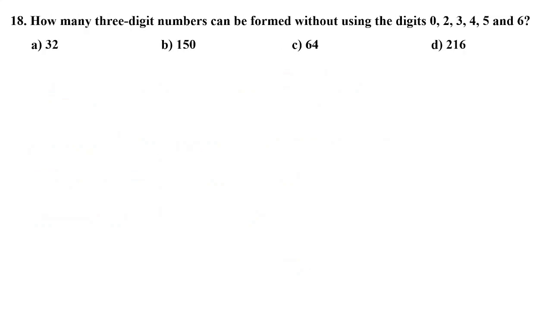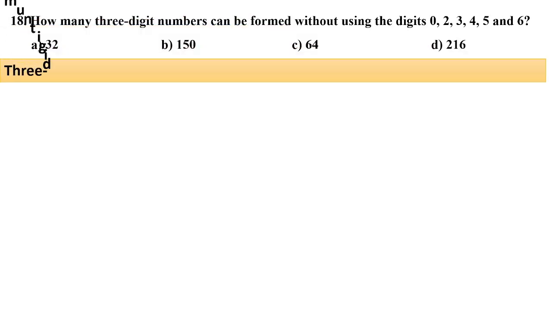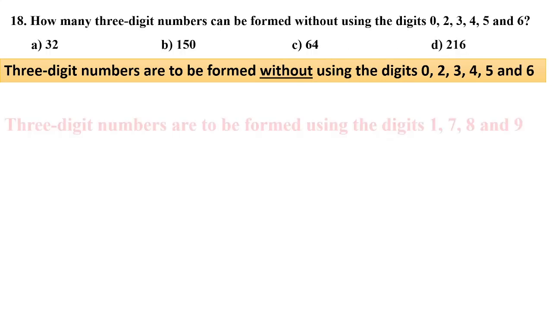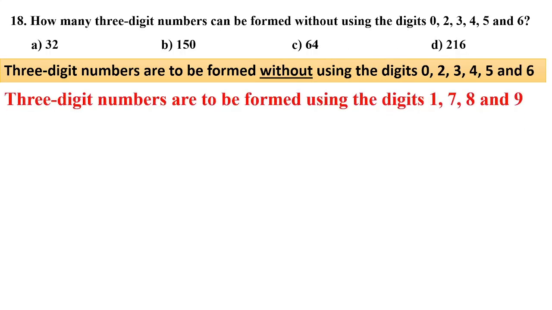Question number 18. How many 3-digit numbers can be formed without using the digits? Be careful. Without using the digits. You should be very careful. Therefore, we should not use the digits. 3-digit numbers are to be formed without using those digits. But which are to be used? We have to use 1, 7, 8 and 9.